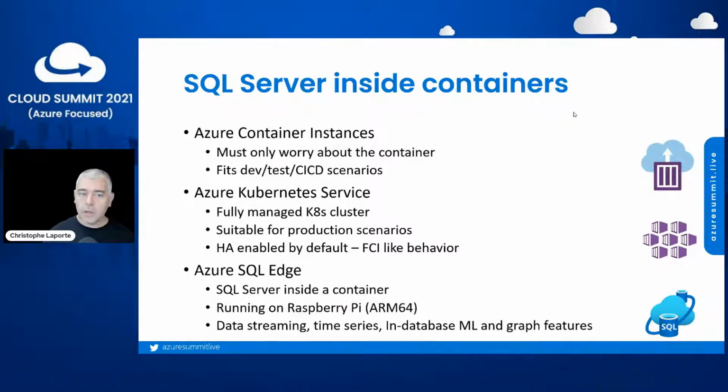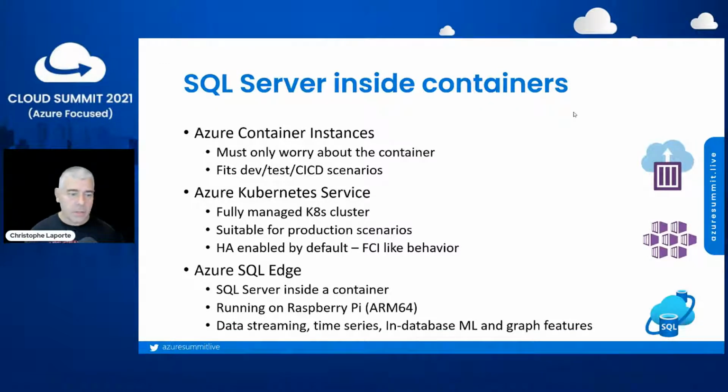I prefer AKS. Why? Just because that's a fully managed cluster. It means that if my container fails for any reason, it will be restarted instantaneously with the cluster. The other reason is if one host fails, another host will run the same container, the same database. So it's a kind of failover cluster instance. That's exactly the same behavior that we had with an FCI. So Azure Kubernetes Service is a great opportunity to run a container with SQL Server.